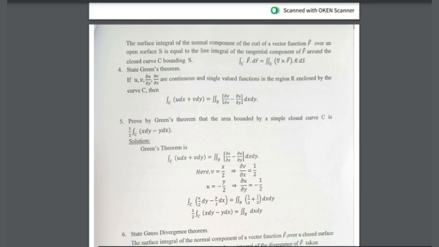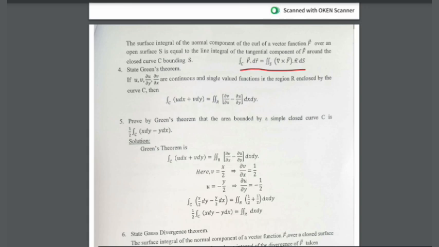Next, the important definition, that is to state Stokes theorem. The surface integral of the normal component of the curl of a vector function F⃗ over a surface S is equal to the line integral of the tangential component of F⃗ around the closed curve C bounding S. So this is the formula for Stokes theorem: ∫C F⃗ · dr⃗ = ∬S (del cross F⃗) · n̂ dS.